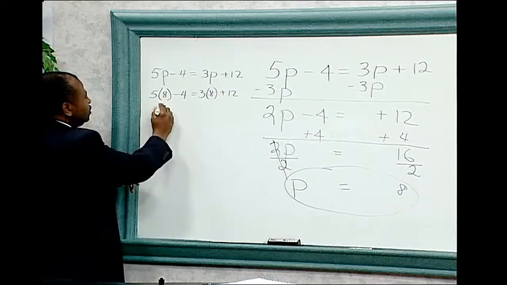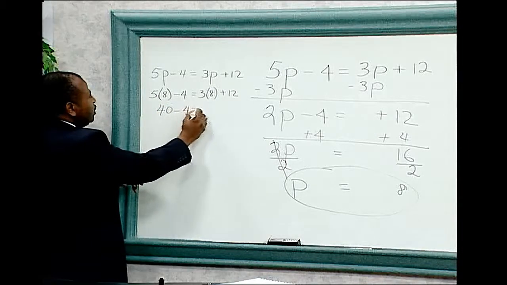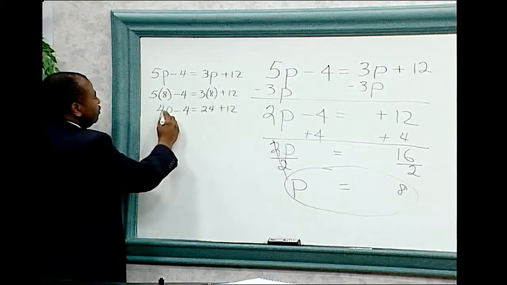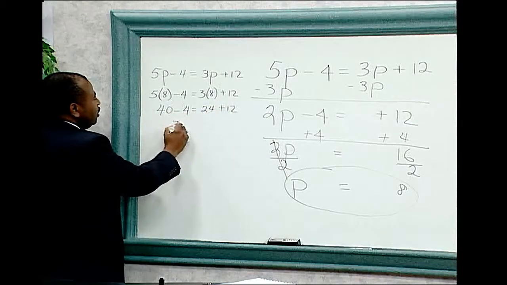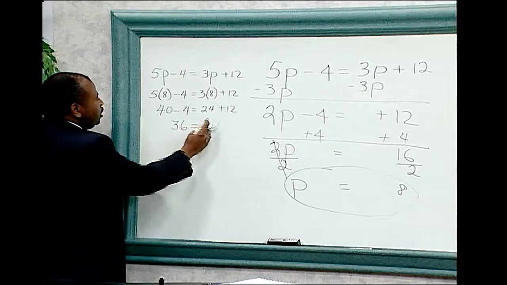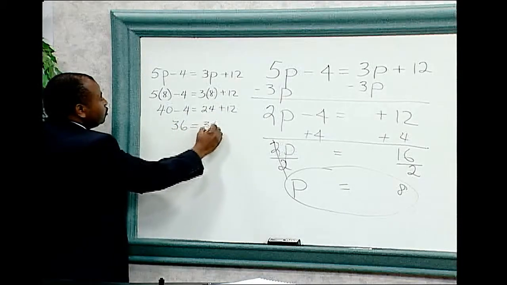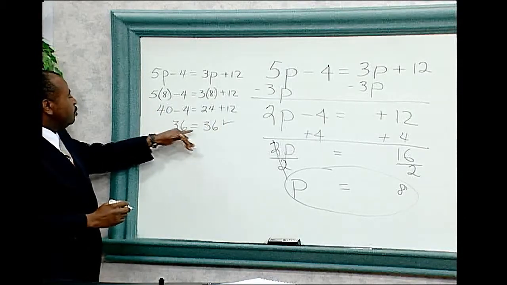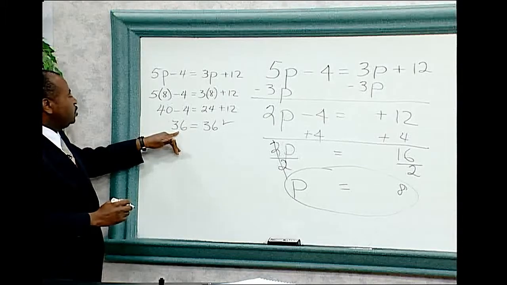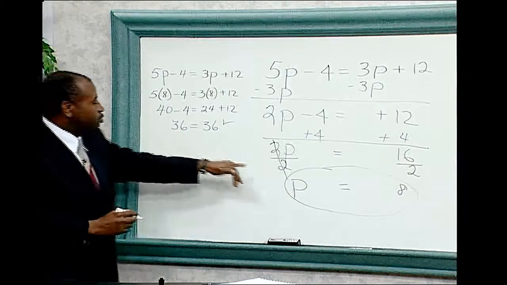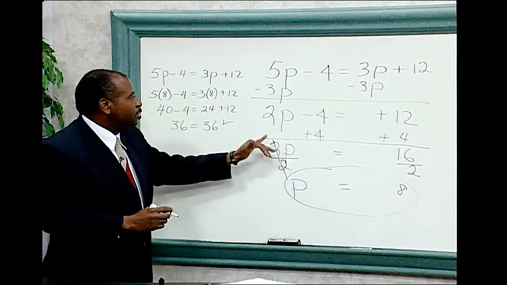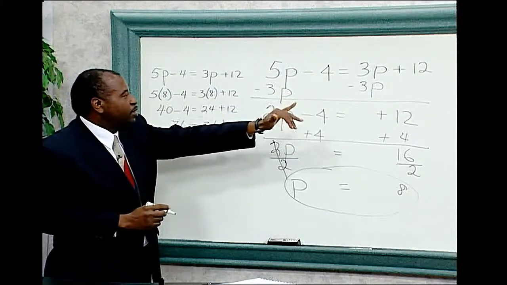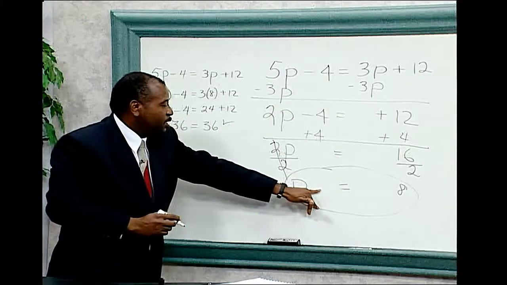5 times 8 is 40. Minus 4 is equal to 3 times 8, which is 24, plus 12. 40 minus 4 is equal to 36, which is equal to 24 plus 12, also 36. In the last step of the check, when the two sides of the equation are equal to each other, then we know that we have the true solution. Therefore, the solution for the equation 5p minus 4 is equal to 3p plus 12 is that p is 8.